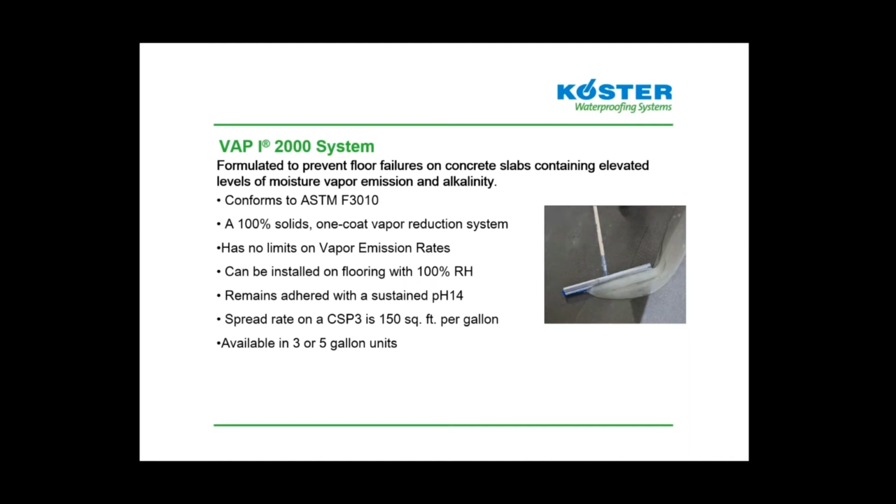They remain adhered with a sustained pH of 14, which is standardized by ASTM D1308. Spread rate on CSP3 is at least 150 square feet per gallon for 11 mils of wet film thickness, and they're available in 3-gallon and 5-gallon units.